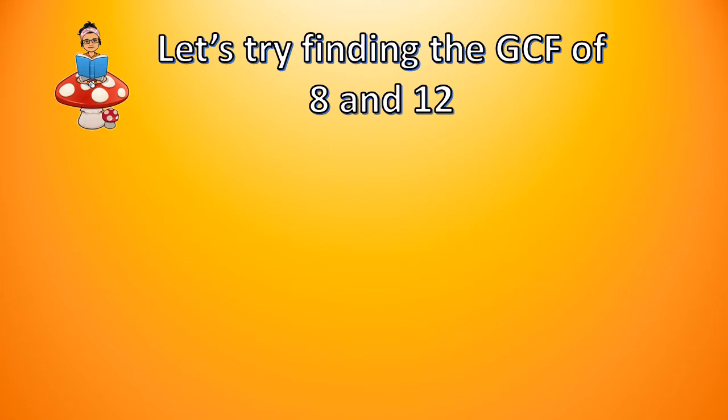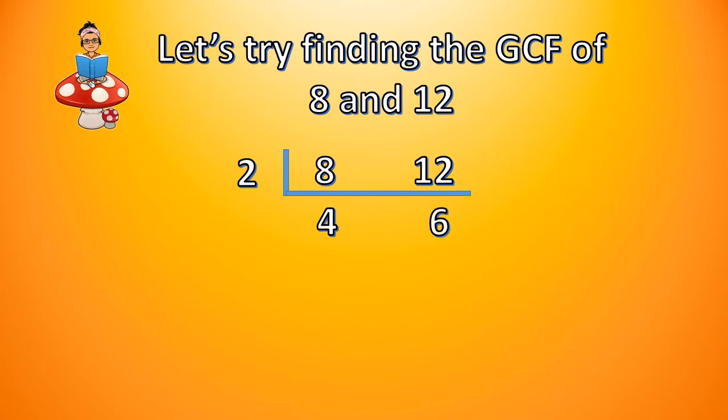Okay, let's try finding the GCF of 8 and 12 using continuous division method. Think of a common factor of 8 and 12 except 1. Okay, we could use 4 or we could use 2. Let's divide 8 and 12 by 2. 8 divided by 2 is 4 and 12 divided by 2 will give us 6. Now look at 4 and 6. Do they have a common factor except 1?